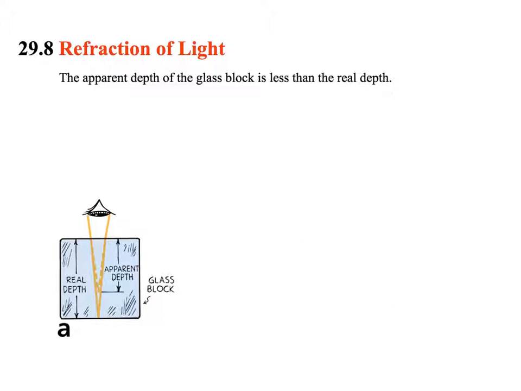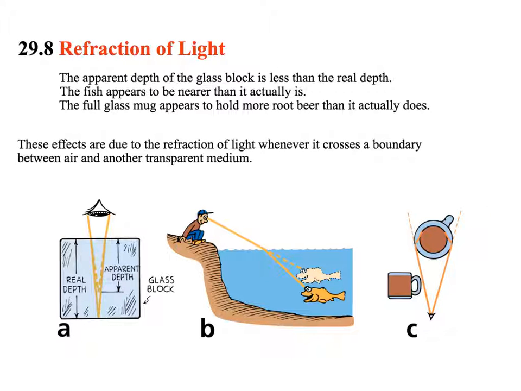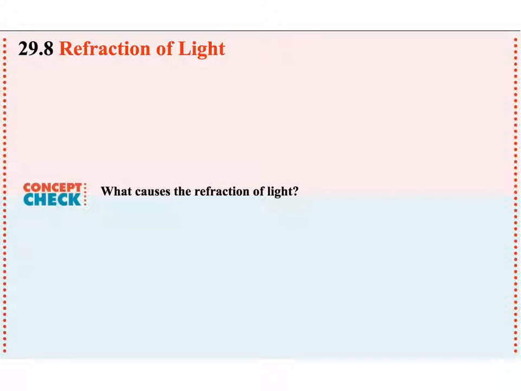The apparent depth of the glass block is less than the real depth. The fish appears to be nearer than it actually is. The full glass mug appears to hold more root beer than it actually does. These effects are due to the refraction of light whenever it crosses a boundary between air and another transparent material. What causes the refraction of light?